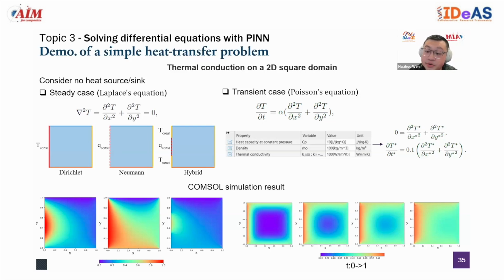For comparison, we use COMSOL to generate a reference solution of three steady cases and one transient case. The three steady cases on the right side are given different boundary conditions on the right edge of the domain. The transient case on the left side is simulating the temperature field change from dimensionless time 0 to 1.